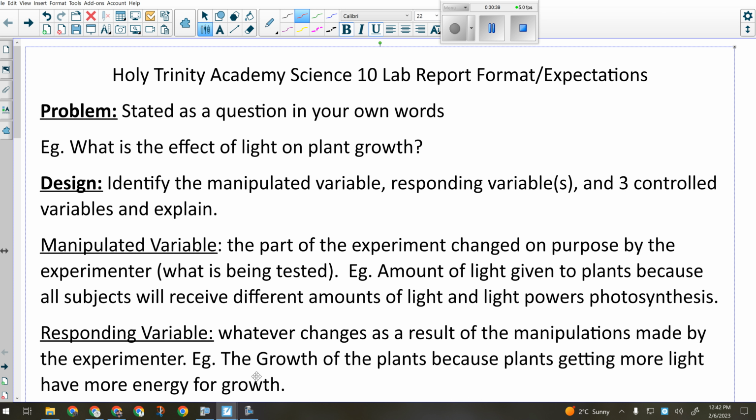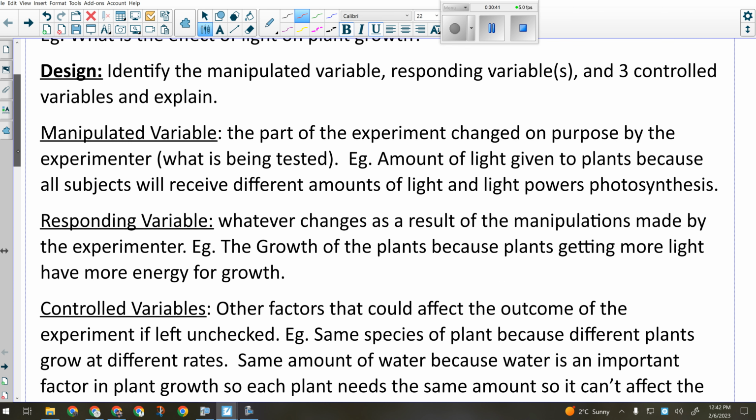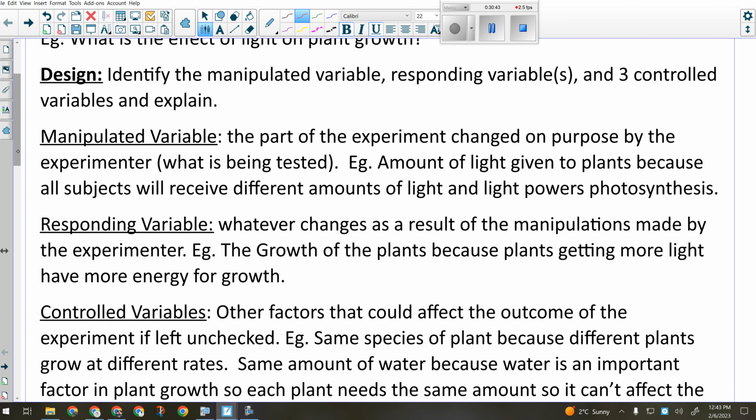Okay, so what you can see here, I've said the manipulated variable is the part of the experiment changed on purpose by the experimenter. You wouldn't obviously have to write that. For example, the amount of light given to plants is the manipulated variable because all subjects will receive different amounts of light, and light powers photosynthesis.